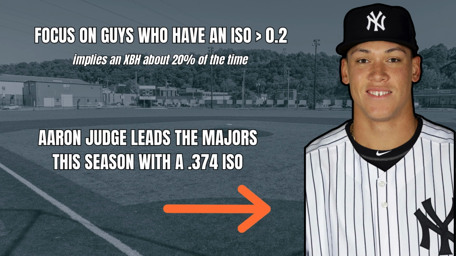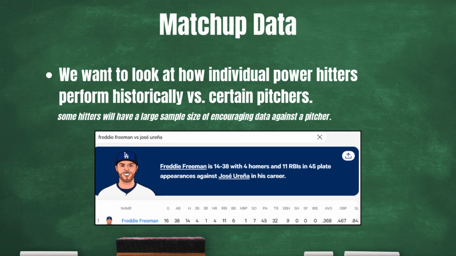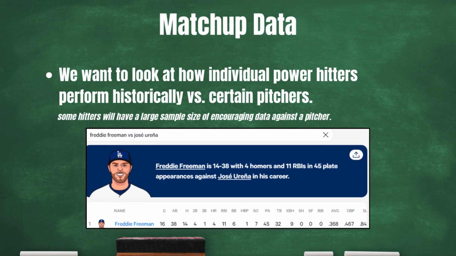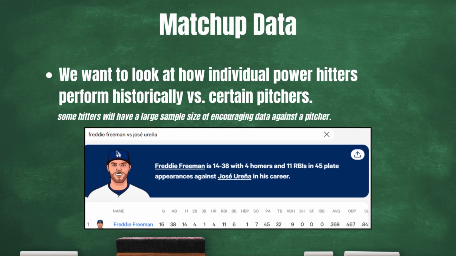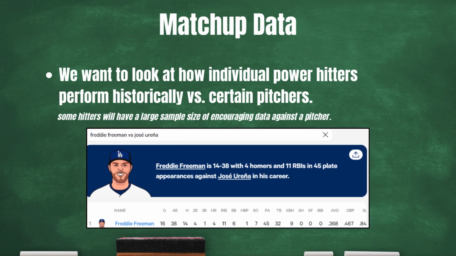The second part of the equation helps us really tie things together here. Now that we know how to calculate ISO, we can take a look at matchup data for power hitters against any given pitcher. Instead of trying to explain this step of the process, I'm just going to walk you through it, making up a theoretical matchup here.